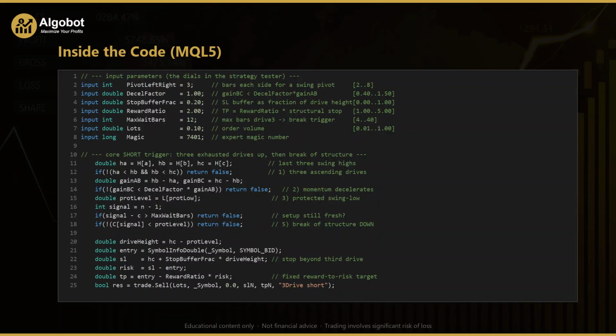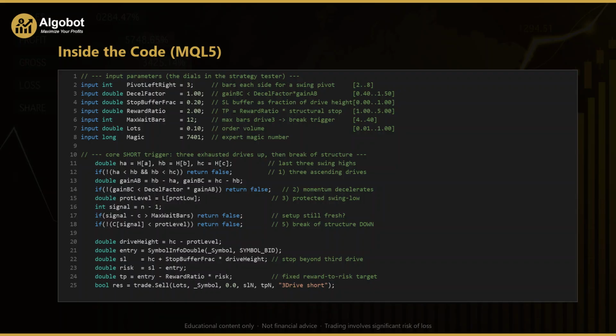Now the signal logic. The code reads the highs of the last 3 swing pivots into HA, HB, and HC. The first check confirms they ascend, 3 drives up. Next, it measures gain AB and gain BC, and only continues if gain BC is smaller than the DecelFactor times gain AB. That's the exhaustion test. It then grabs the protected swing low level. It checks the signal bar is still fresh within max wait bars, and crucially, that the latest close prints below that protected low. That is the break of structure.